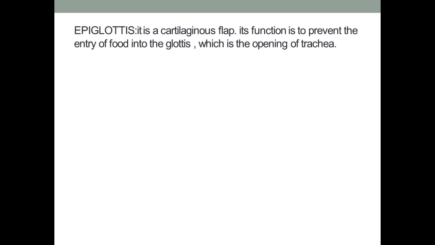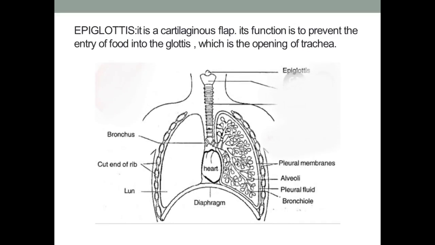What is this epiglottis? It is a type of cartilaginous flap. You can see here, this is the trachea, this is the glottis and this is the epiglottis. Trachea means windpipe, as you know, and the function of the epiglottis is to close the opening of the trachea. What is the opening of the trachea? It is known as the glottis.